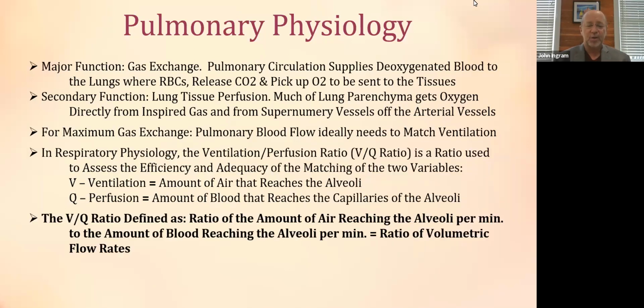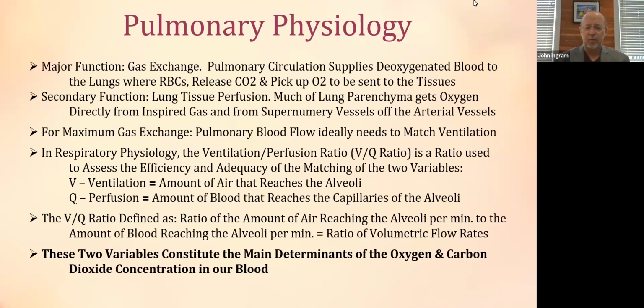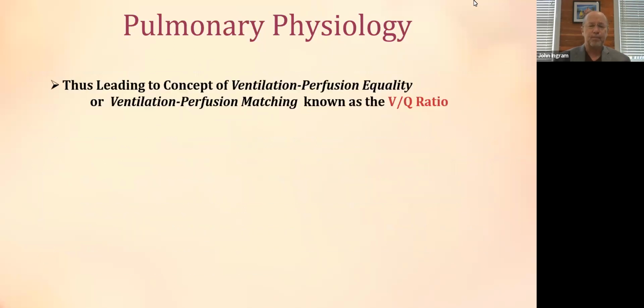Now, the VQ ratio is defined as the ratio of the amount of air reaching the alveoli per minute to the amount of blood reaching the alveoli per minute. And this gives you what's called a ratio of volumetric flow rates. These two variables constitute the main determinants of the oxygen and carbon dioxide concentration in our blood.